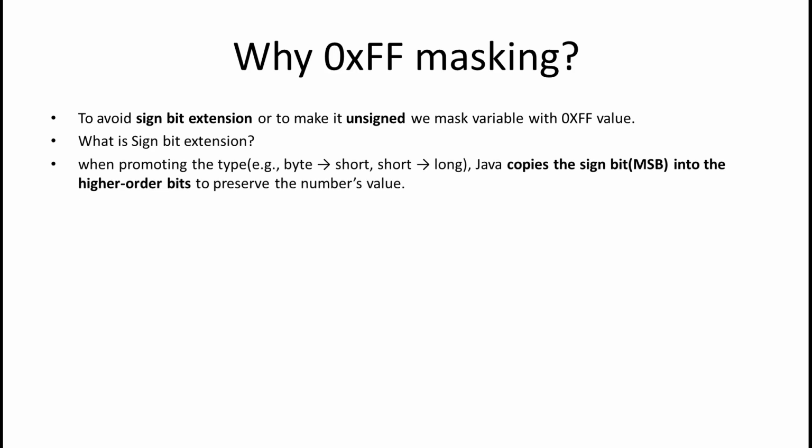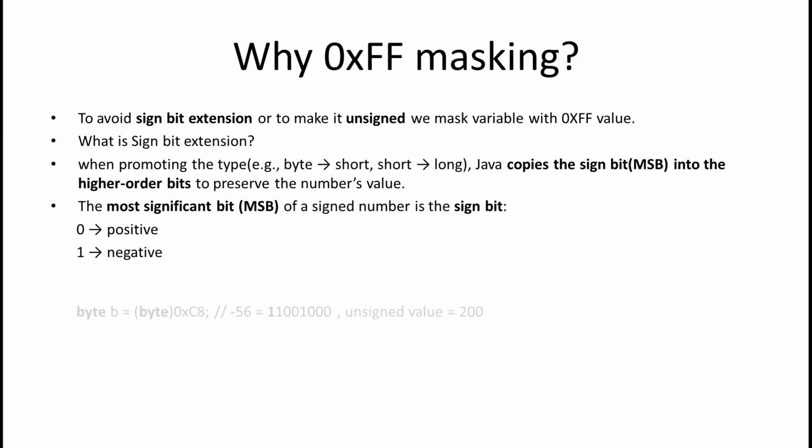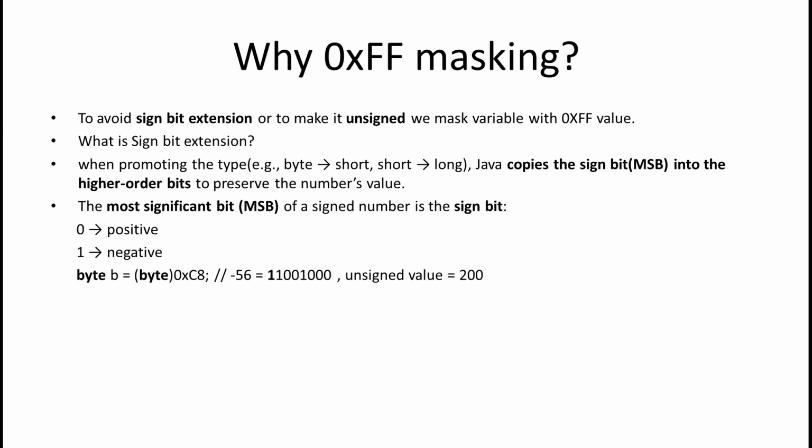When promoting the data type, as we did earlier, so promoting byte to short or short to long, Java copies the sign bit into the high order bits to preserve the number's value. The sign bit is the most significant bit. The most significant bit of a signed number is the sign bit: 0 indicates positive and 1 indicates negative. Here we have already seen the example.